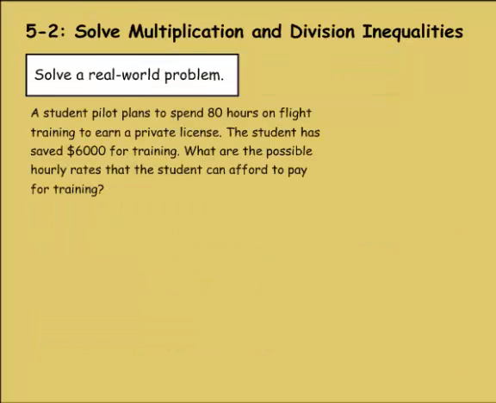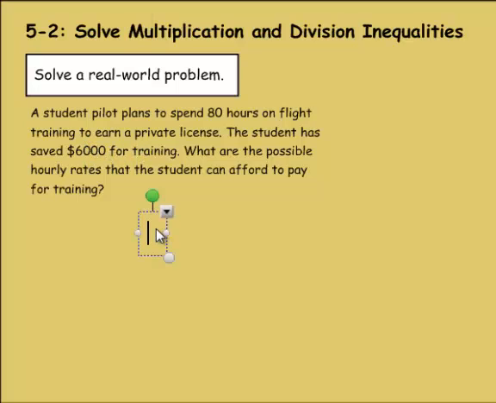Let's solve a real-world problem then. A student pilot plans to spend 80 hours of flight training to earn a private license. The student has saved $6,000 for training. What are the possible hourly rates that the student can afford to pay for training? So the student has $6,000. The student could spend all of that, but can't spend any more than that.